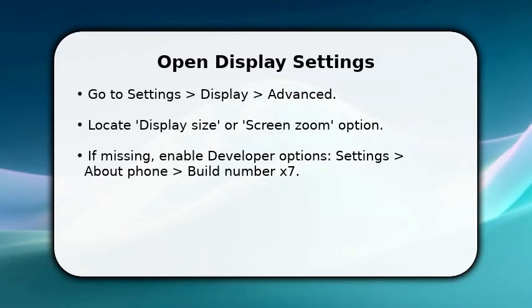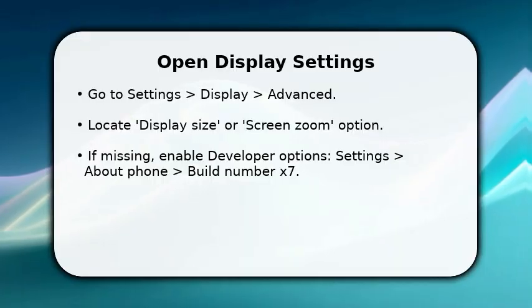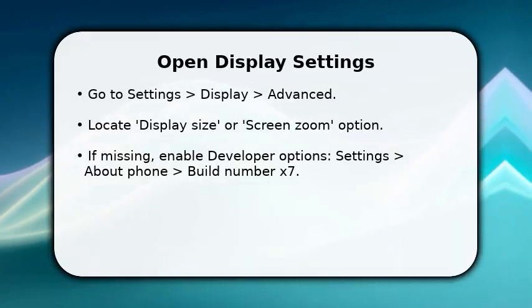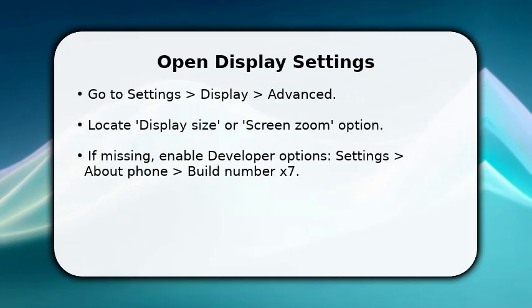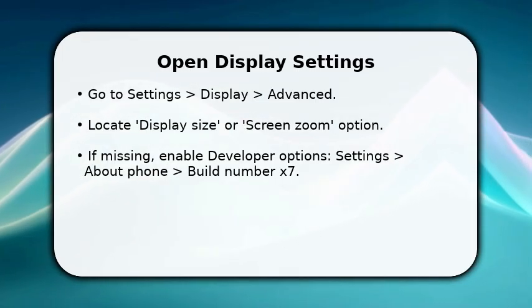You start by opening Settings and heading straight to Display. This is where Android controls real pixel scaling. Once there, find Display Size or Screen Zoom and tap it. If the option doesn't appear, make sure Developer Options are enabled by tapping build number 7 times in About Phone.